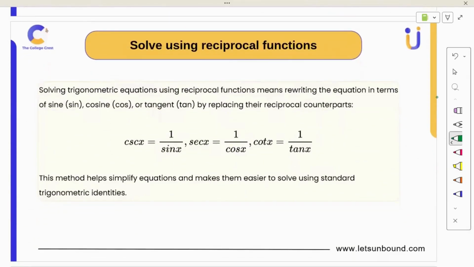Sometimes we will come across cosecant, secant, and cot, so we will manipulate them. Cosec is 1 by sine, secant is 1 by cos, cot is 1 by tan. In that way, we will manipulate these, because we know a lot about sine, cos, and tan, then cosecant, secant, and cot. That's why we are just manipulating in this way to our known three primary functions.